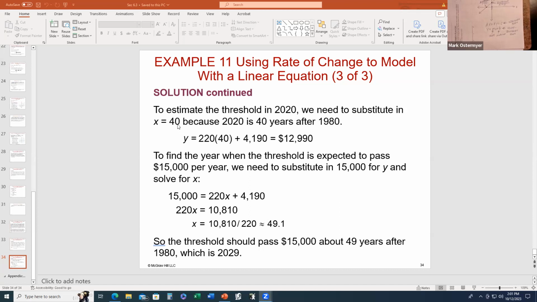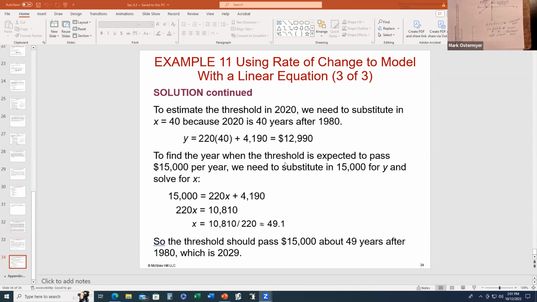So now we're going to put a 40 in for x into our linear equation that we developed. Multiply 40 by 220, add to it 4,190. We would predict in the year 2020 for the poverty threshold value to be $12,990. So it's gone from being $4,190 in 1980 up to $12,990 in 2020. Wow, that represents about a tripling in value. Do you agree? The poverty threshold value has tripled in 40 years.